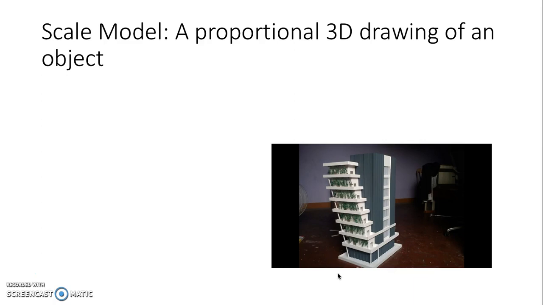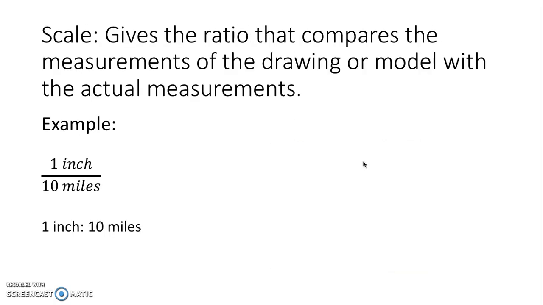The other side of that would be a scale model, which is a proportional 3D drawing of an object. A lot of times we see a globe for the Earth, or once again a cell. Architects make scale models of buildings when they present to the board or to the bank when they're trying to get funding for it. So that would be a scale model. Both of them are proportionate. Remember that proportionate means equal.